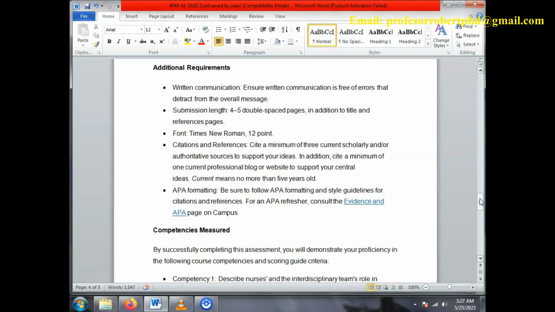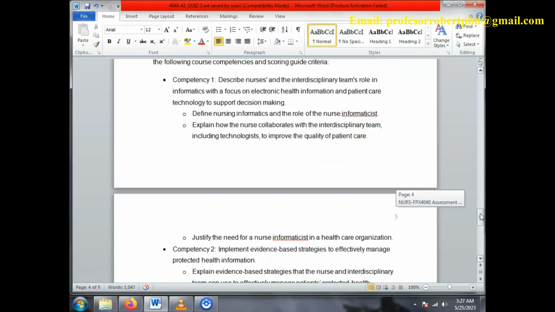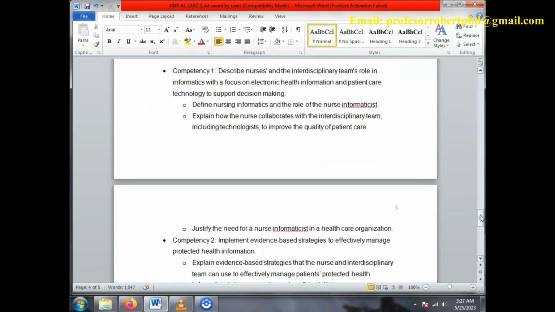APA formatting. Be sure to follow APA formatting and style guidelines for citations and references. For an APA refresher, consult the Evidence and APA page on campus. Competencies measured. By successfully completing this assessment, you will demonstrate your proficiency in the following course competencies and scoring guide criteria. Competency 1. Describe nurses and the interdisciplinary team's role in informatics, with a focus on electronic health information and patient care technology, to support decision-making.